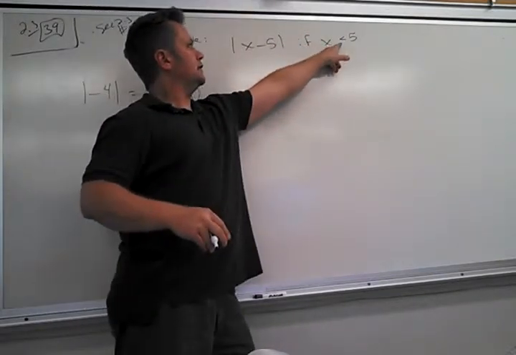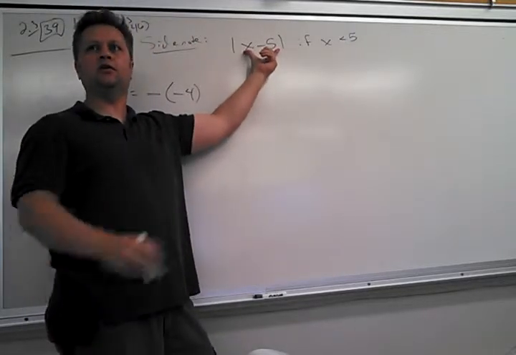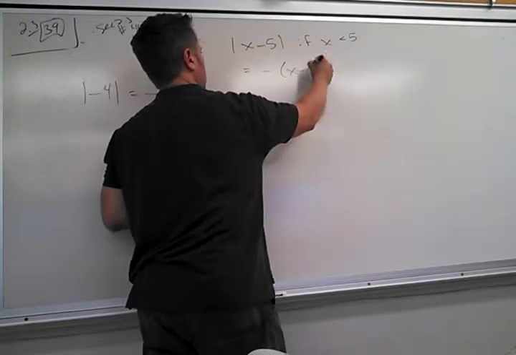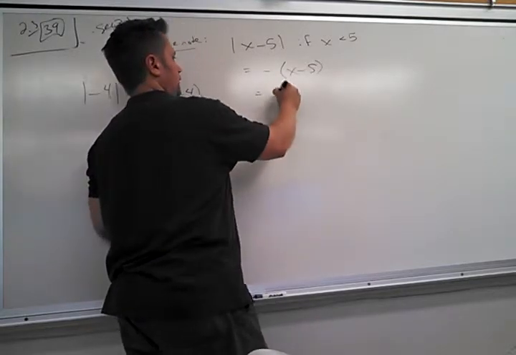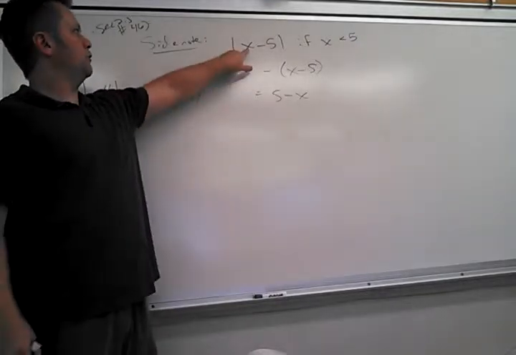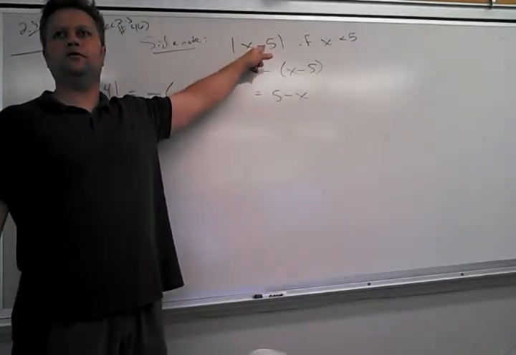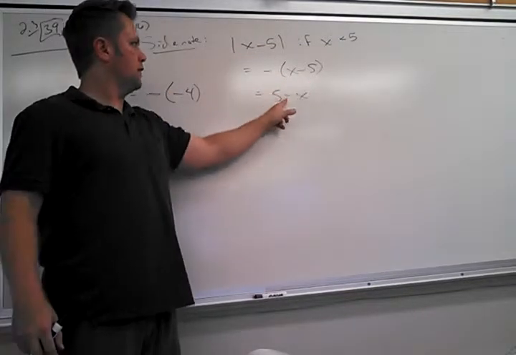Hold on. If x is less than 5, what kind of number is this? Negative. So what's the absolute value going to do to it? The opposite of what it was. So then you get 5 minus x. That's it. And try it. What do you get when you plug a 3 in? That's less than 5, right? 3 minus 5 is negative 2. Absolute value of negative 2 is 2. This just says, what's 5 minus 3? It's 2.